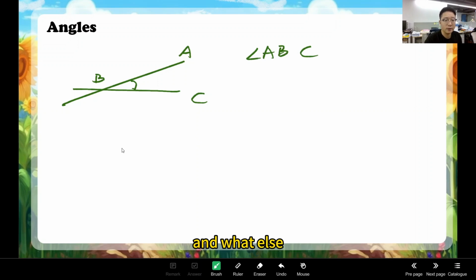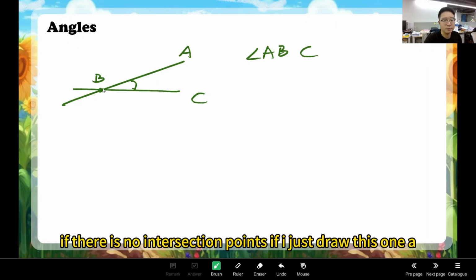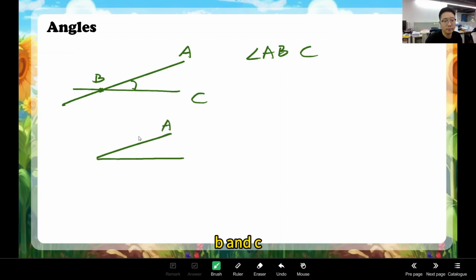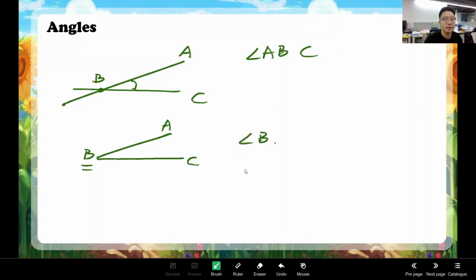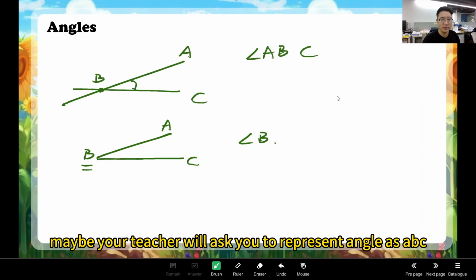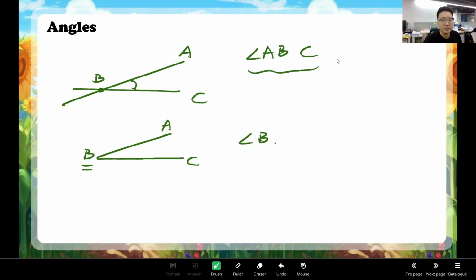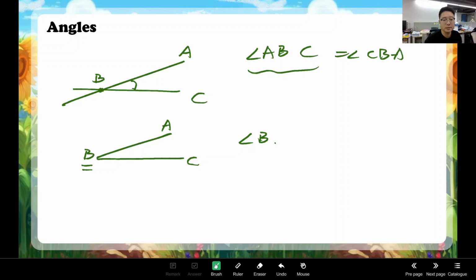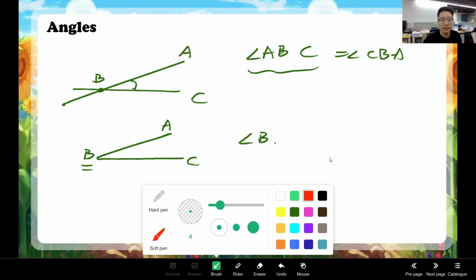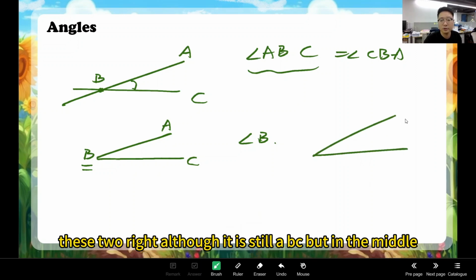And what else? If there is no intersection points, if I just draw this one, A, B, and C, I can just use the middle letter to show this angle, right? So angle B. But in school, maybe your teacher will ask you to represent the angle as ABC or angle CBA, right? These two represent the same angle because there will be some cases that some lines will appear in the middle. For example, these two, right?